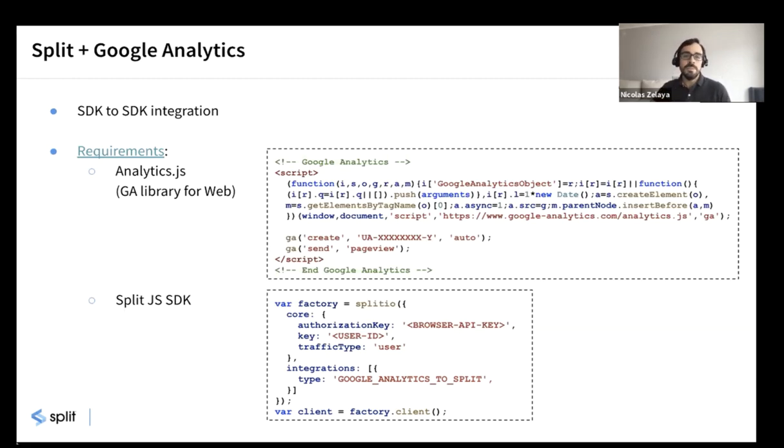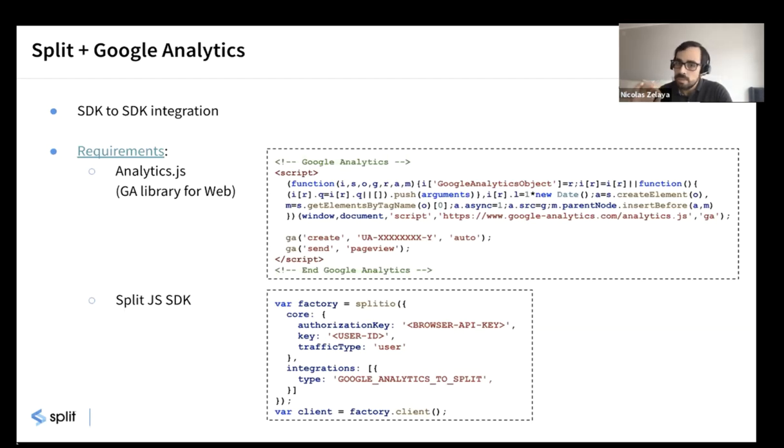So linking Split and Google Analytics is not that hard. The basics of what you need, you can see it here on this slide. It's going to be an SDK to SDK integration. So we will only capture information that's being picked up on that web app through the Analytics.js library. And the snippet you can see there, it's what you're going to find in most places. It's like the de facto way to integrate GA into your app.